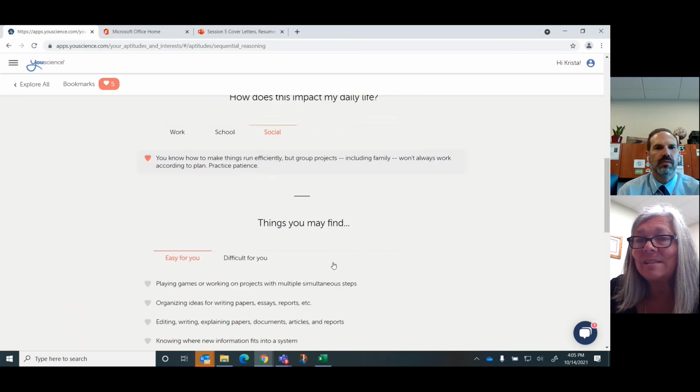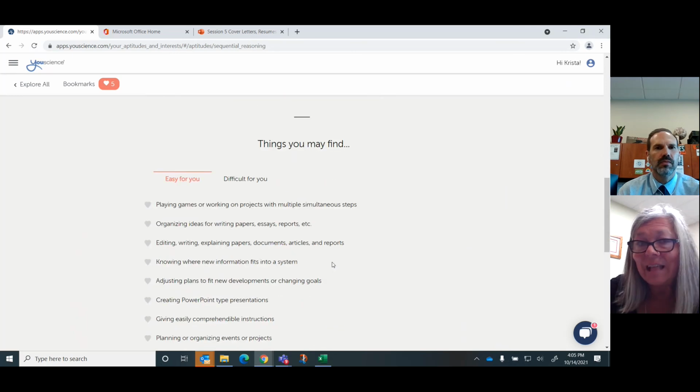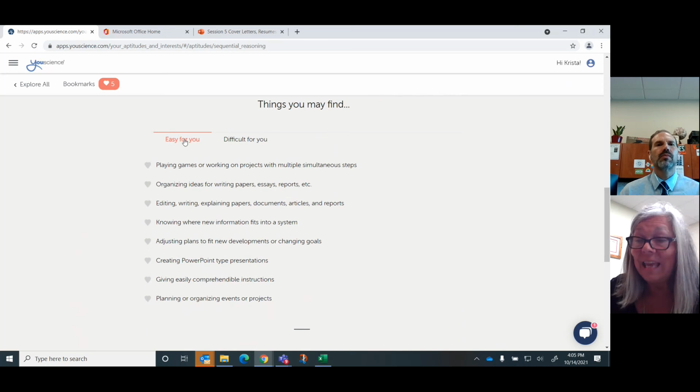Then there's a section that says things you may find. Things that I might find easy for me: playing games, working on projects, creating PowerPoints, planning or organizing events. These kinds of things always come easy to me. So I want to click on one of those and add it to my bookmark about myself.